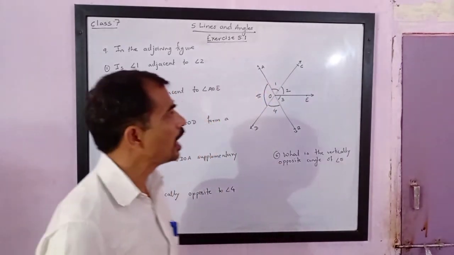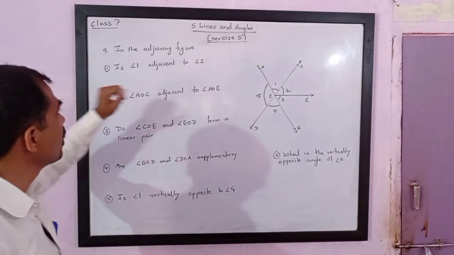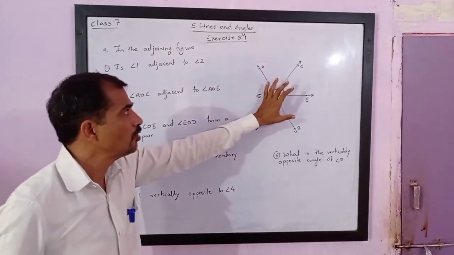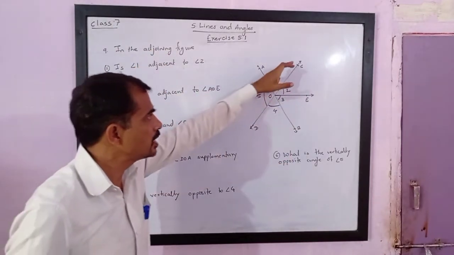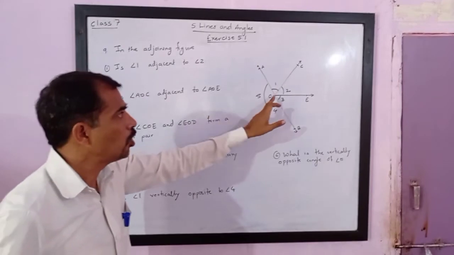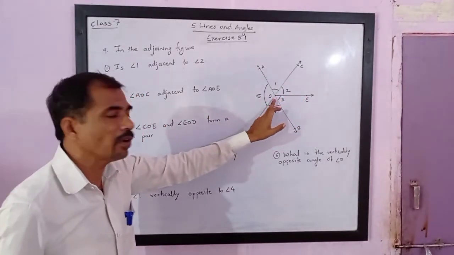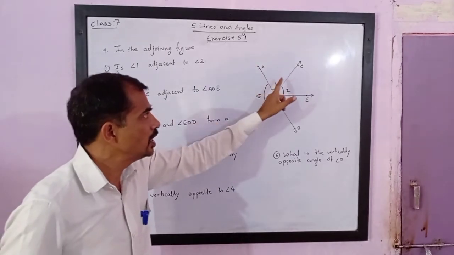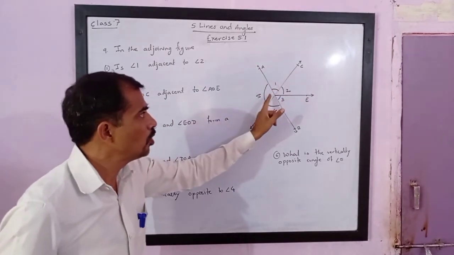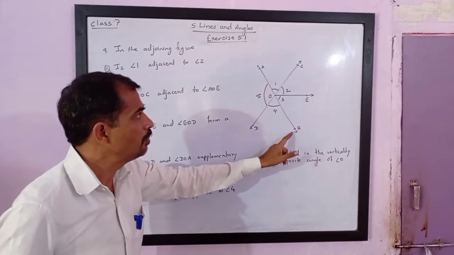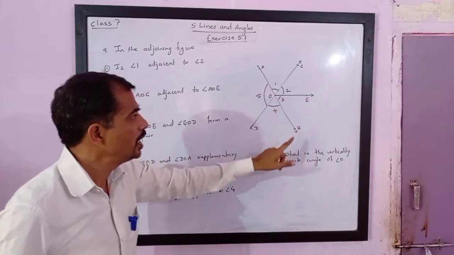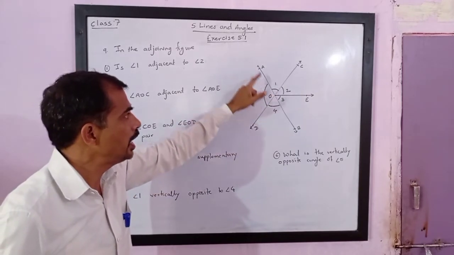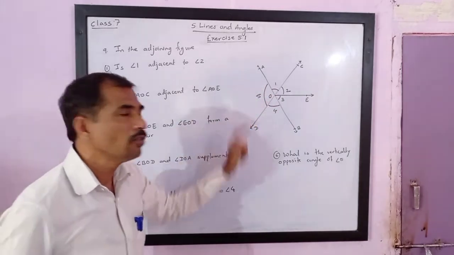Dear friends, we have the next question. In exercise 5.1, we have the 9th question. In the adjoining figure, please look at the figure. Here line AB intersects line CD and OE is the ray starting from the intersection point. And we are given angle AOC is angle 1, angle COE is angle 2, angle BOE is angle 3, angle BOD is angle 4, angle AOD is angle 5.